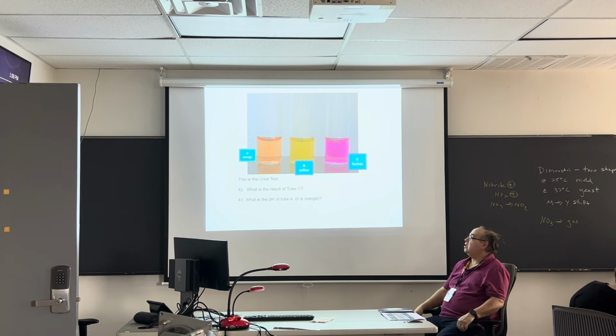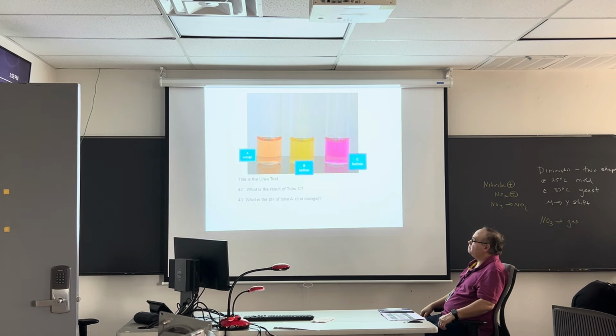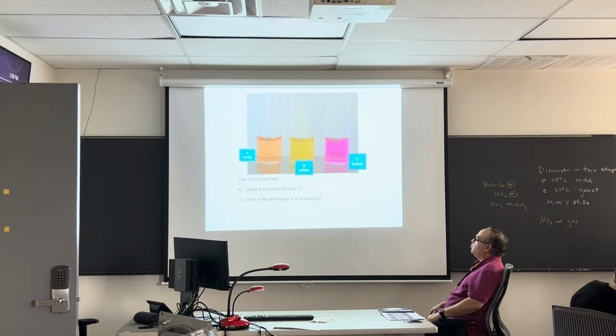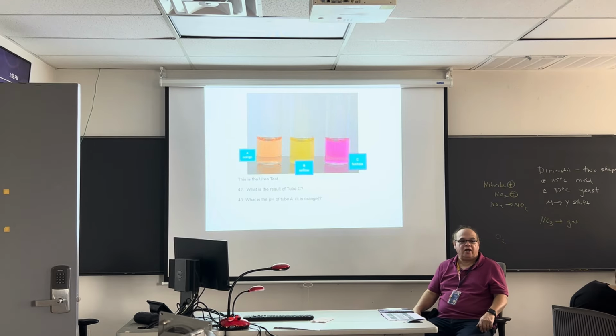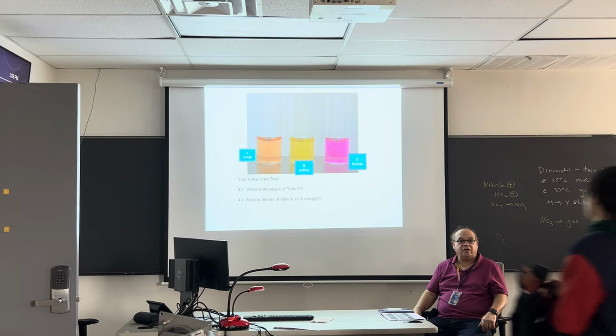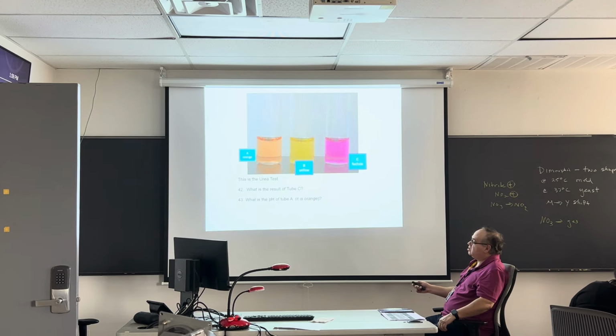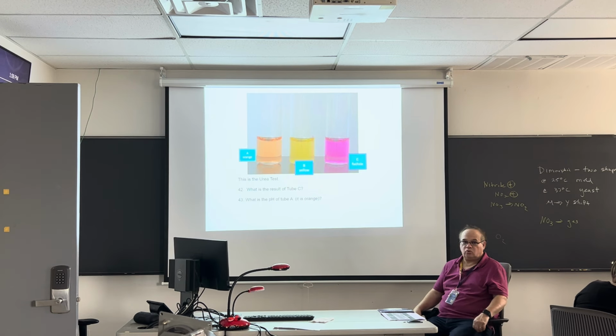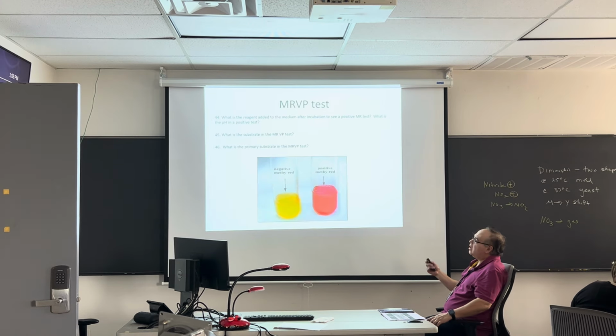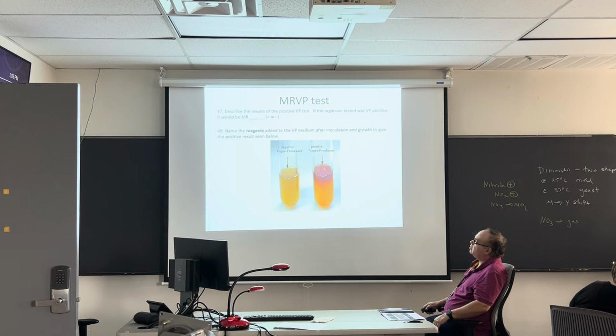Okay? All right, here's the urea test. Didn't we list this one already? No. So, what's the result of tube C? Positive. Write the word positive. Don't put pluses or minuses. Got that? Everything okay? See you Thursday. And then, what's the pH of tube A? It's orange. Neutral. Very good. Okay, so I don't know why this is in here again. It's just written a different way.